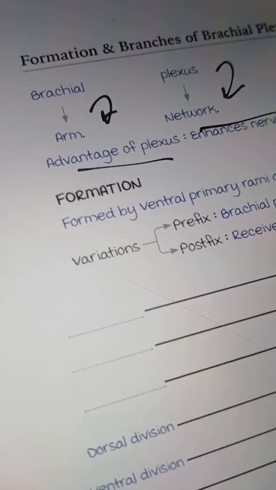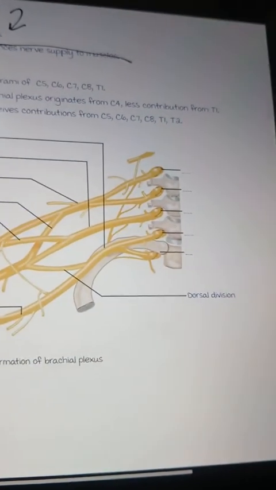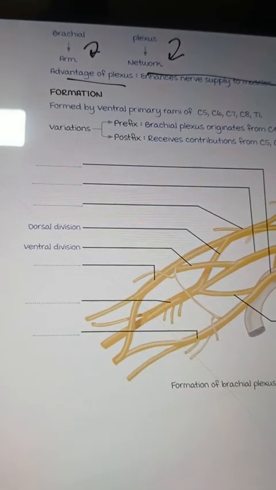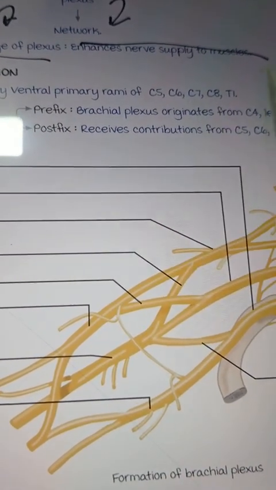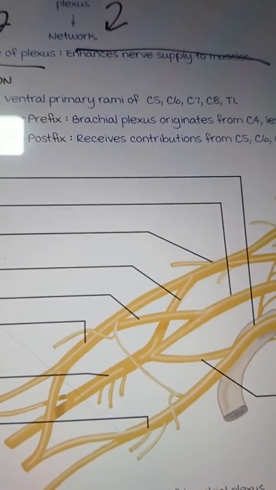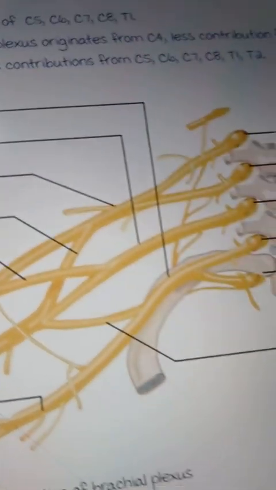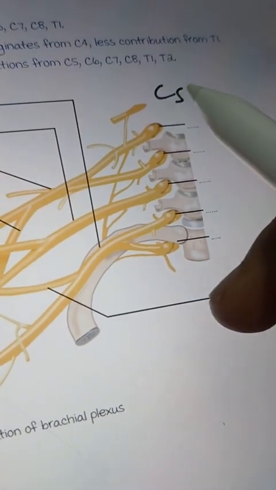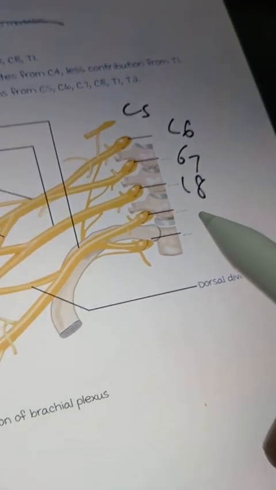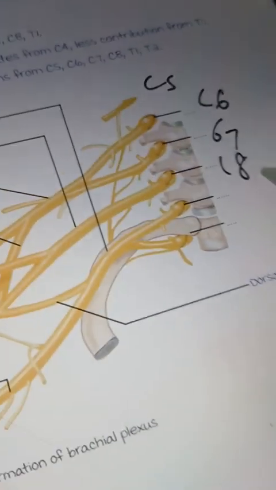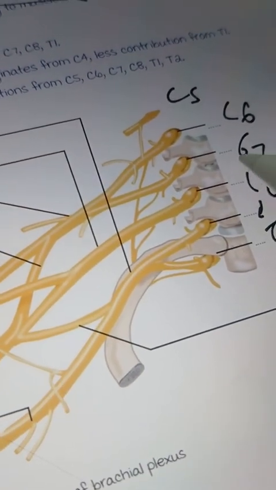Now see this diagram first. The plexus looks like this, in a three-dimensional diagram. So what is the formation done by? I'll tell you one by one. The brachial plexus is formed by the primary rami of C5, C6, C7, C8 and T1. As I can show, this is the primary ramus of C5, then C6, C7, C8 and T1. Like this, this is how the brachial plexus is formed.